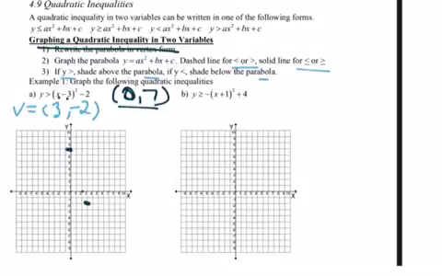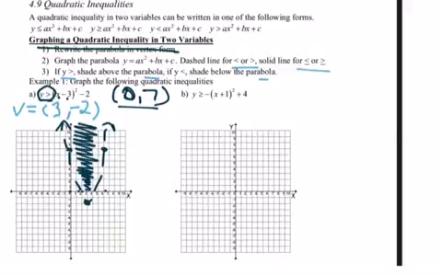So I am 1, 2, 3 spaces away from the vertex. I'm going to go 1, 2, 3 to the other side. Same y value. Now it is a strictly less or strictly greater than, so I'm going to make my parabola dotted. Sorry, it's not a very good parabola. And then it's greater than, so I'm going to shade above my parabola, which is inside the parabola.